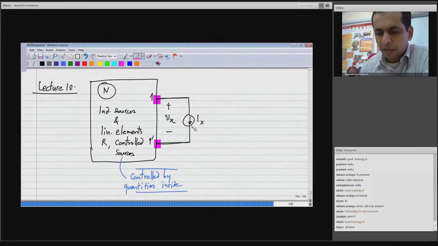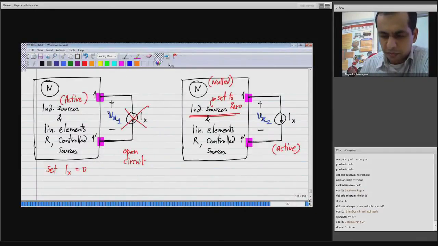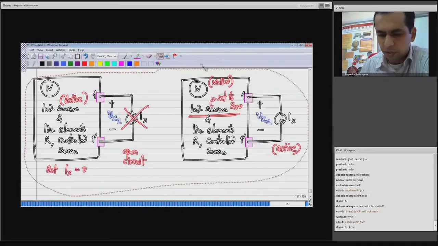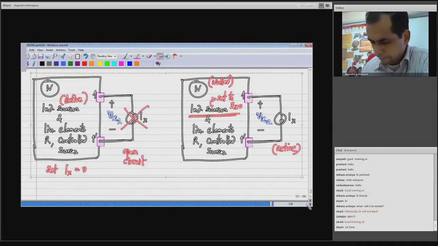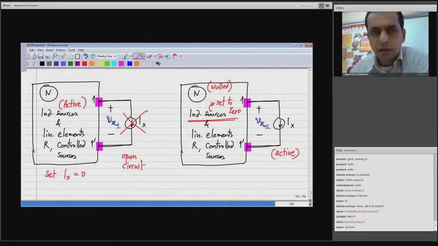Now, this is a linear network, so superposition applies, and we can analyze this in two steps, which is what I have shown here. I'll do a two-step analysis of this. I have a number of independent sources inside, and I also have this independent current source Ix, which could be a current source or a substitution for some other load.